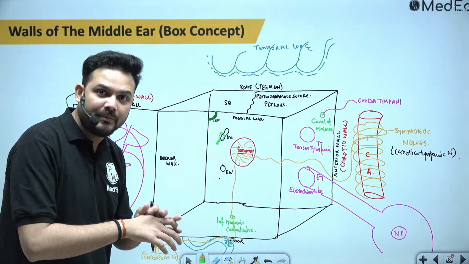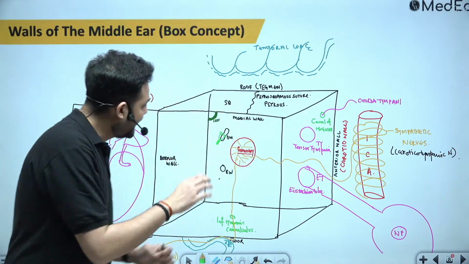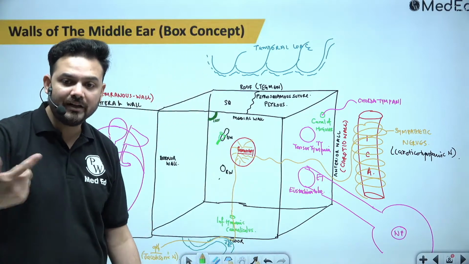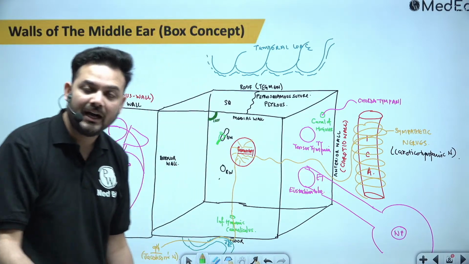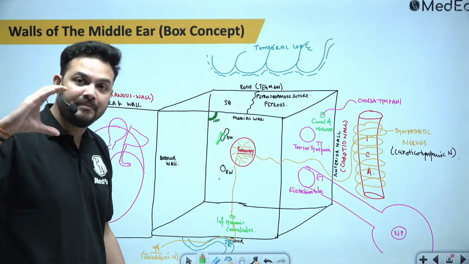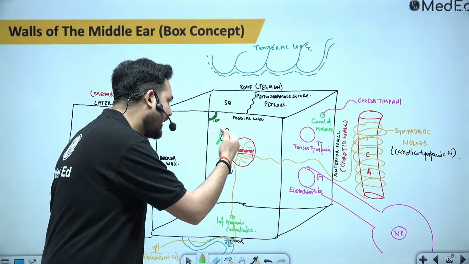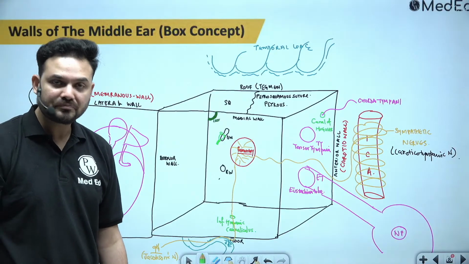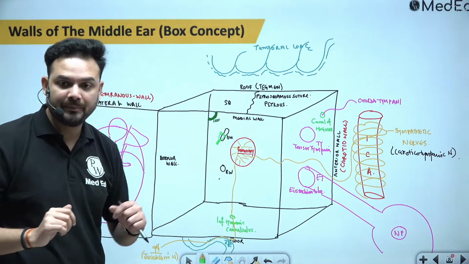Whenever the stapes moves, it will conduct the sound through the oval window into the inner ear. When we read about physiology, we are going to read how the sound is conducted. But the stapes will move over the oval window and it will conduct the sound into the inner ear compartment. Okay? Now we come to the round window.